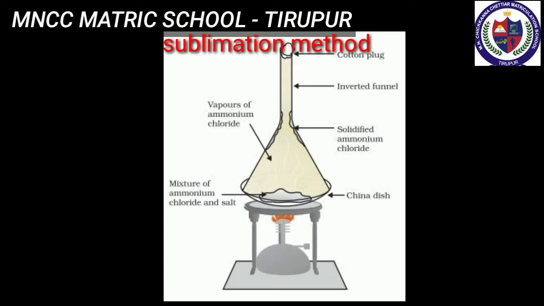So, first method of separation is sublimation. The definition of sublimation: certain solid substance when heated changes directly from solid to gaseous state without attaining liquid state. This is known as sublimation. For example, iodine, camphor, ammonium chloride, etc.